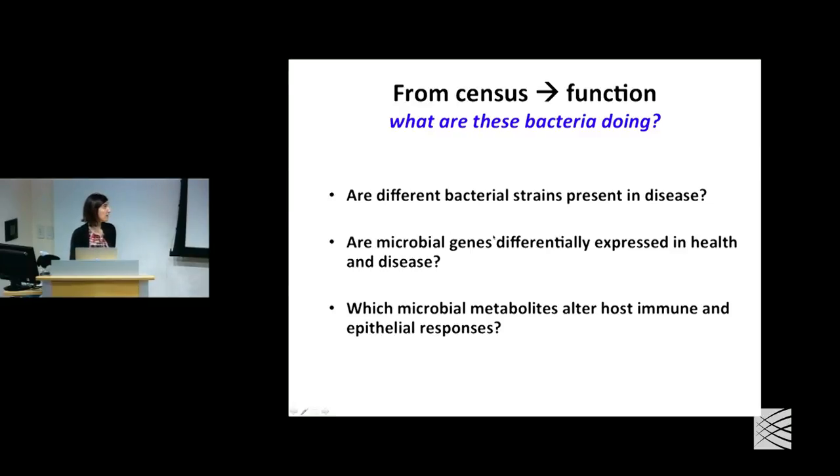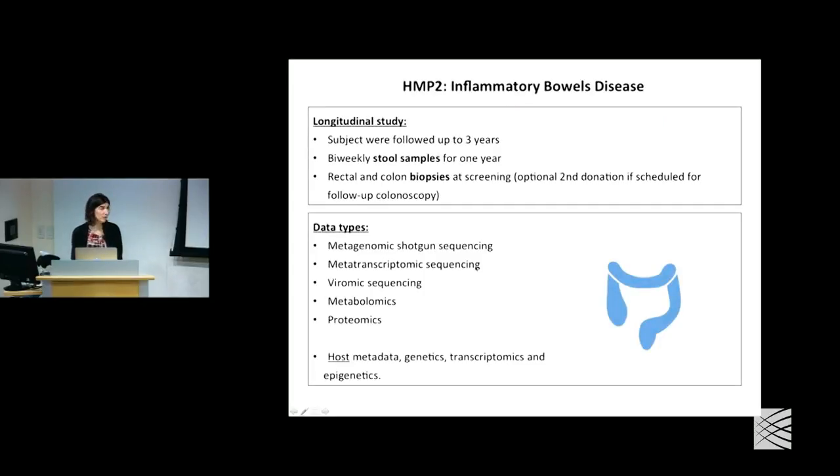So the second thing I want to talk about is looking at gene expression in microbiome studies. And here I'll talk about HMP2. So HMP1 was all healthy individuals. HMP2 is the second phase of the Human Microbiome Project, where we focused on disease. And the disease, like I said, that we were focusing on is inflammatory bowel disease.